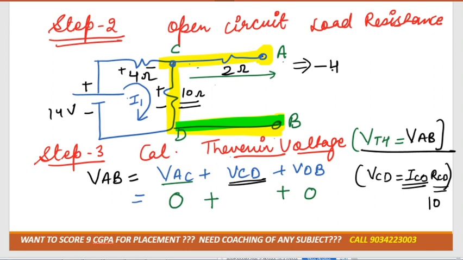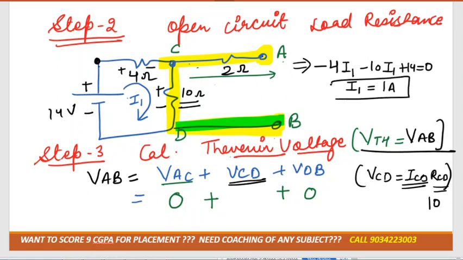Positive, negative, right? Positive, negative, positive, negative. So for the equation, we have to take the second sign. We'll start from this point. Minus 4I1 minus 10I1 plus 14 is equal to 0. So after solving, what will we get? I1 is equal to, tell me, 1 ampere.